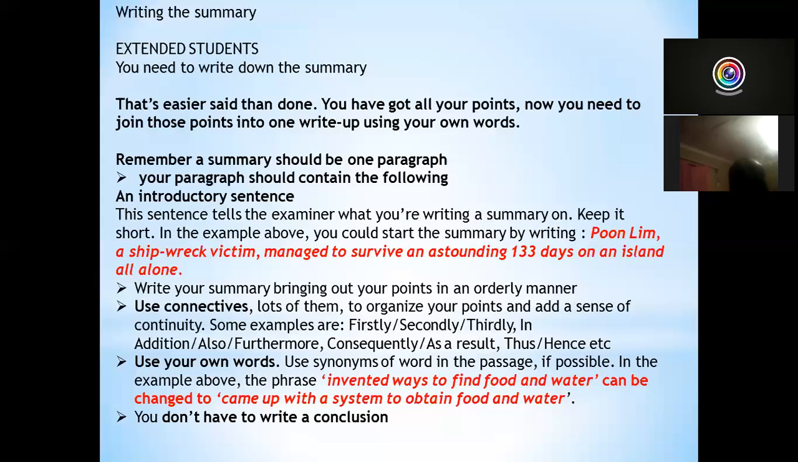You don't have to write a conclusion in a summary. You need to remember that. No conclusions on summaries. And also stick to the word limit. Your word limit is normally 80 to 100 words, so make sure your summary has 80 to 100 words.